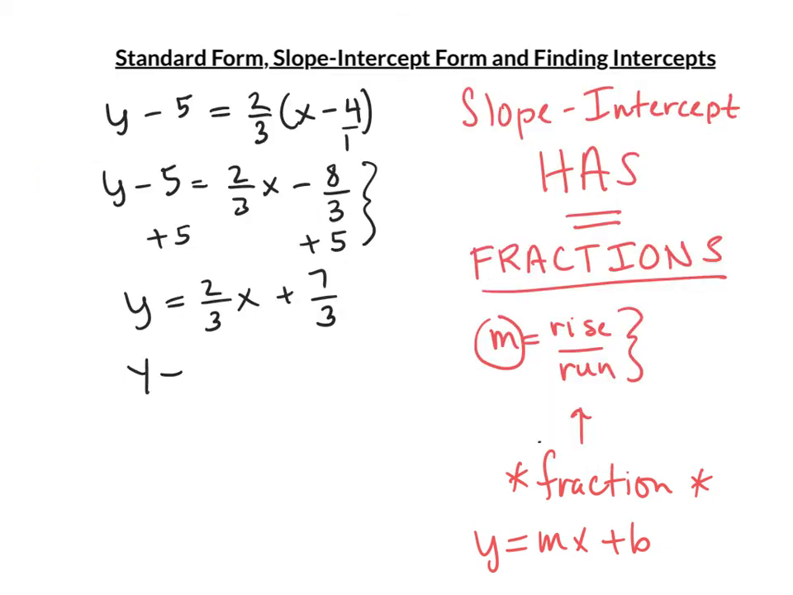Remember, it's y equals mx plus b, so our slope, our m, rise over run, will be 2/3, and b, our y-intercept, will be 7/3.